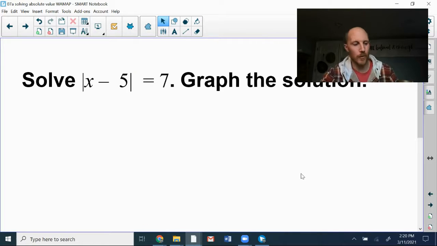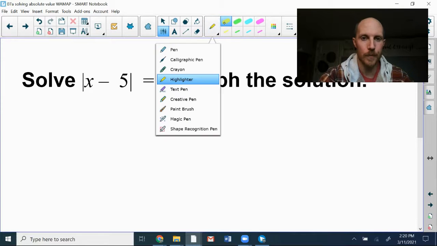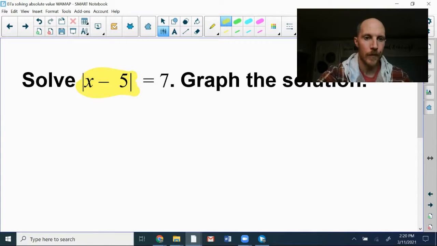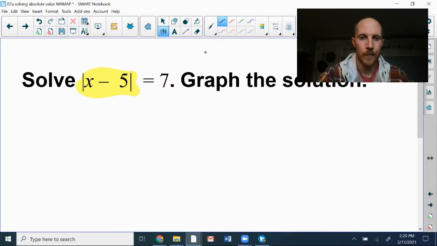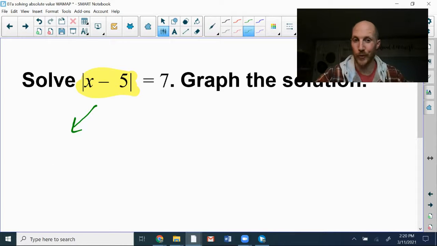So first up, solve this equation: absolute value of x minus 5 equals 7. All right, well, the absolute value right there inside the lines is the only thing on the left side of the equation. So step 1 is to isolate the absolute value, and we don't actually have to do anything to accomplish that this time. The absolute value has already been isolated.